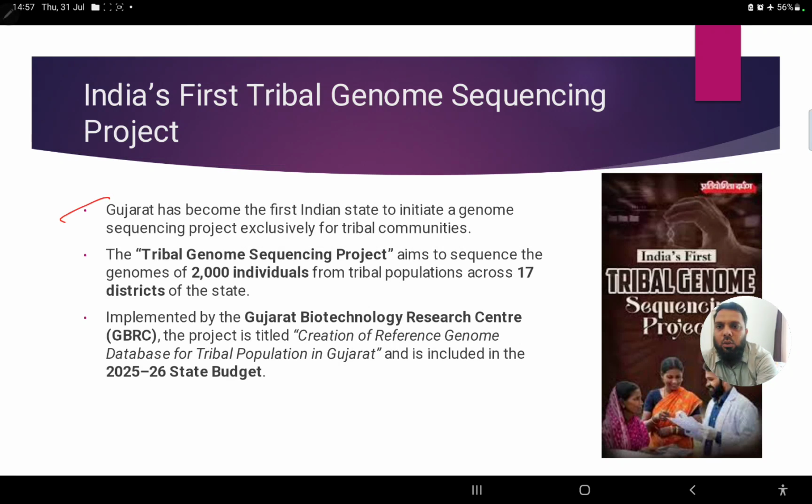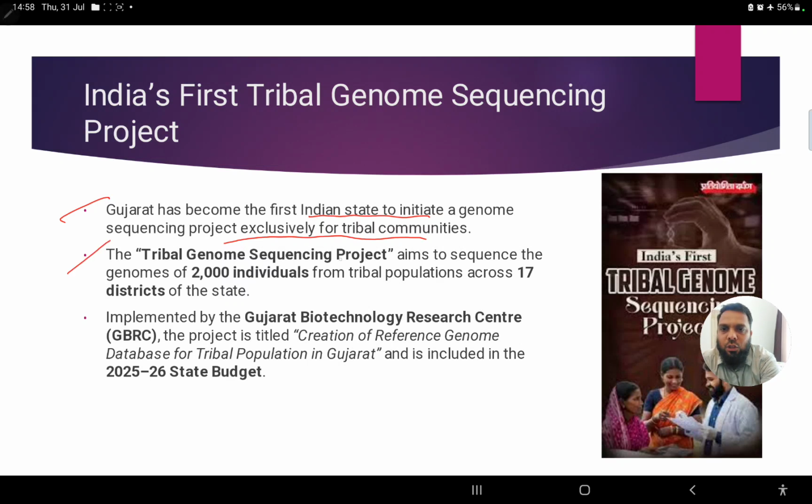So what we see is that Gujarat has become the first Indian state to initiate a genome sequencing project. Now, as a country, India is doing a lot, but state governments getting involved and starting their own such projects is something new. So Gujarat has become the first state in India to do so, right? Again, this project is exclusively for tribal communities. Currently, the government has initiated it, that too with a focus on the tribal communities.